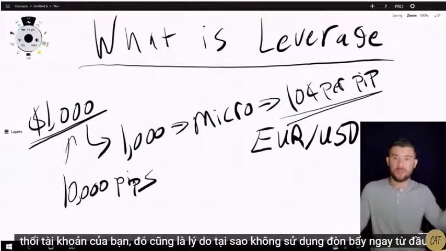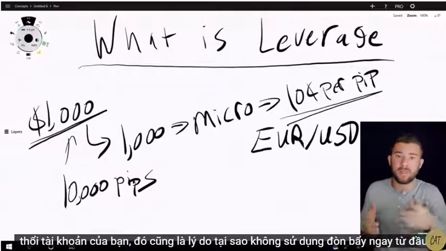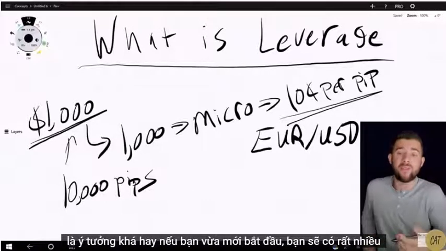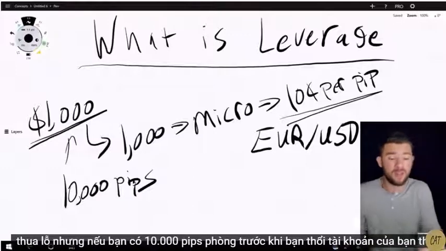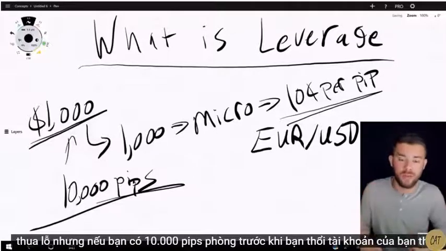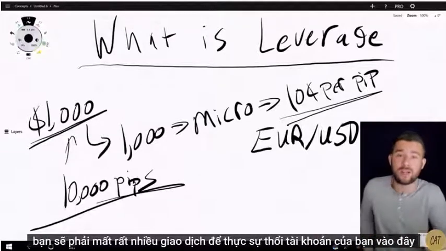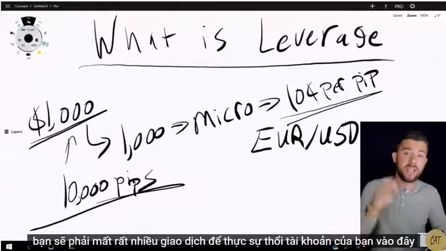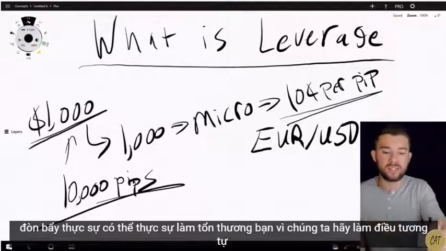That's awesome. This is why not using leverage at the beginning is a pretty good idea. If you're just now starting out, you're going to have a lot of losses, but if you have 10,000 pips of room before you blow your account, then you would have to lose a lot of trades to actually blow your account. Here's where leverage actually can really hurt you.